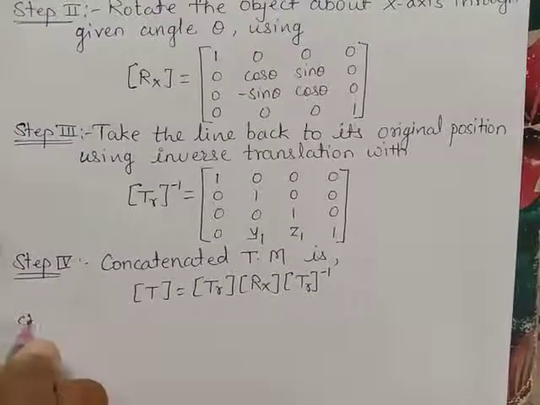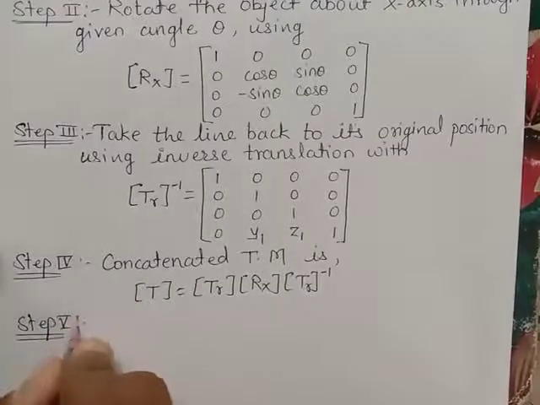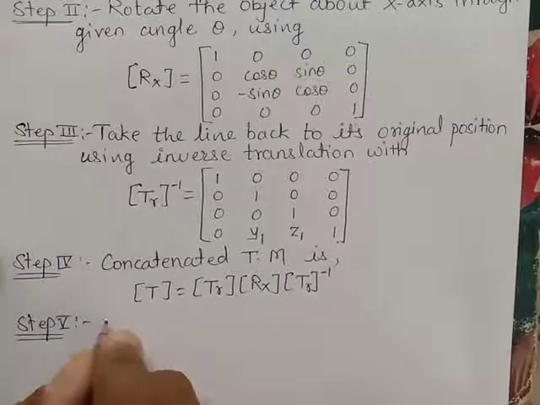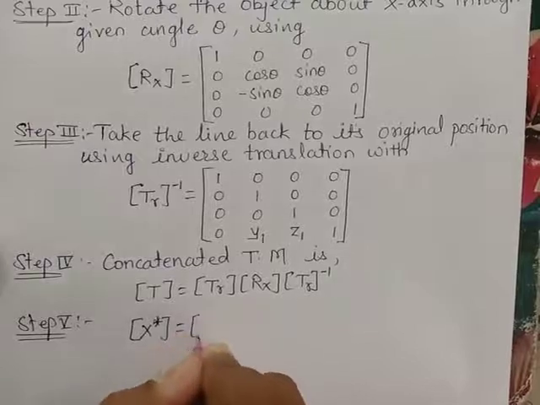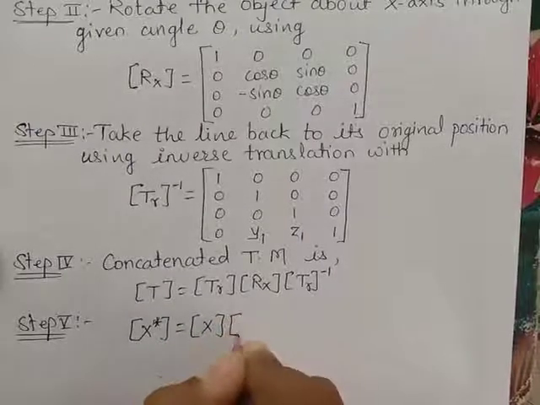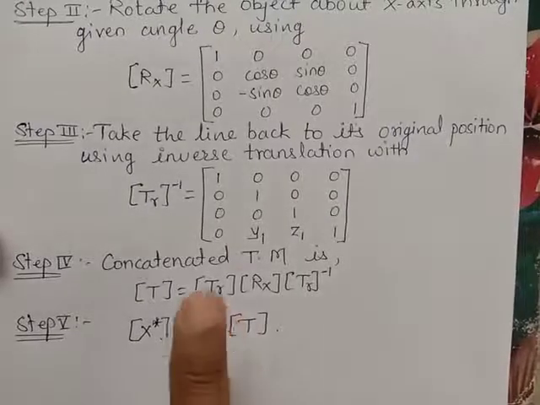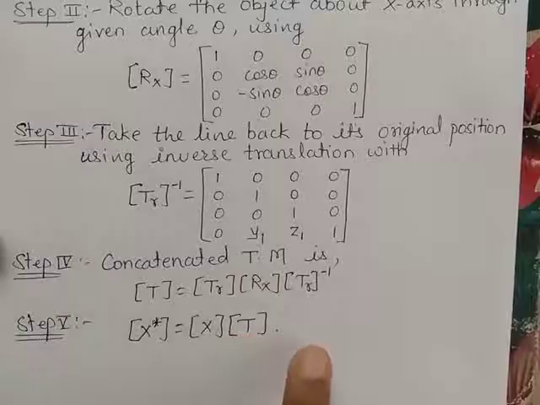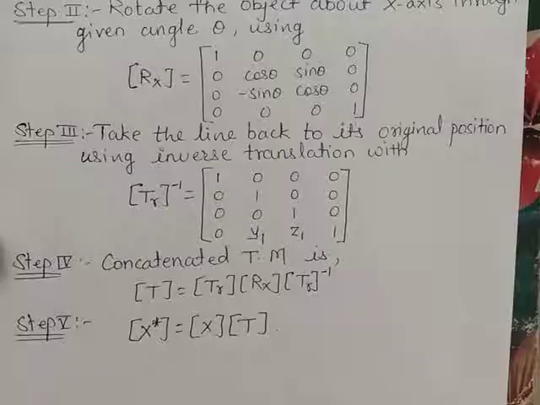And step 5: we simply operate this concatenated transformation matrix on X. Therefore, our X star becomes X into T. This is the rotation of an object about a line parallel to the x-axis passing through the point P (x1, y1, z1). Now using this algorithm, similarly we can write, let me write that as a note.